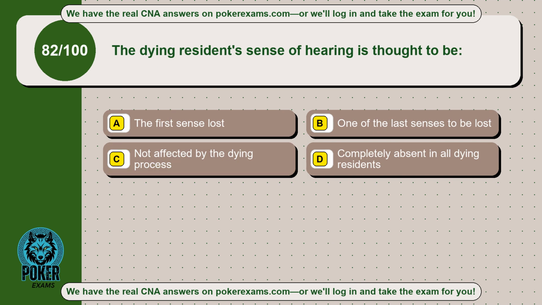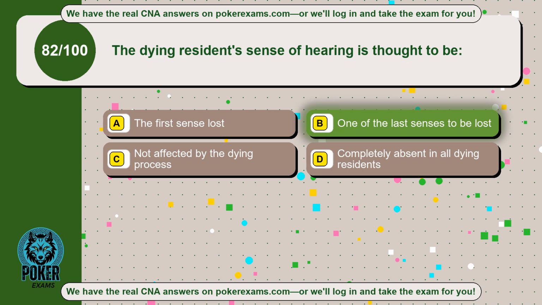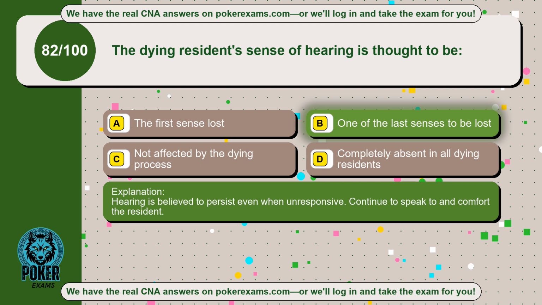Question 82. The dying resident's sense of hearing is thought to be: Option A, the first sense lost. Option B, one of the last senses to be lost. Option C, not affected by the dying process. Option D, completely absent in all dying residents. The correct answer is option B, one of the last senses to be lost. Hearing is believed to persist even when unresponsive. Continue to speak to and comfort the resident.